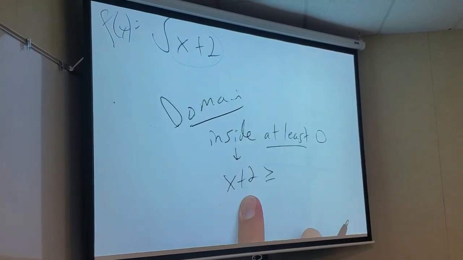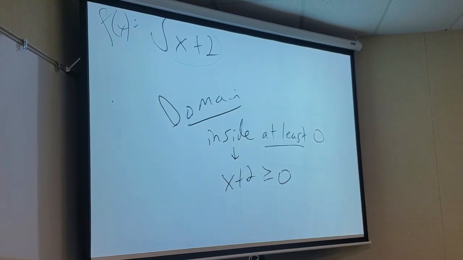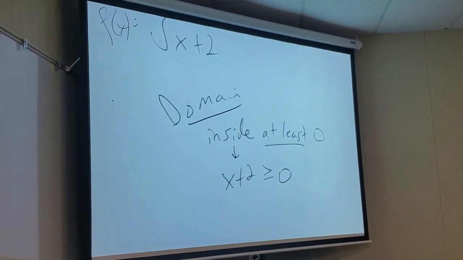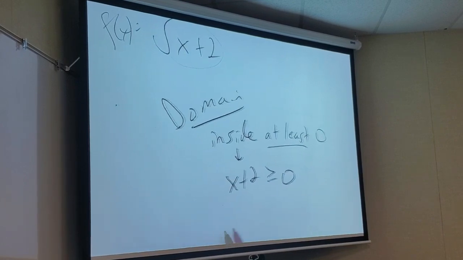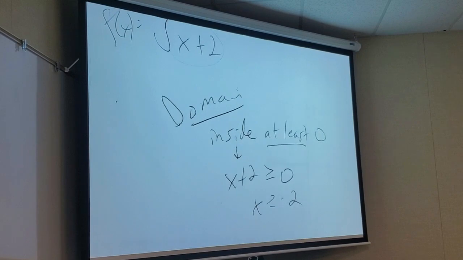Inside is x plus 2, at least, greater than or equal to 0. And then you solve that, and that's the domain. It's almost too silly to believe. I ask you what's the domain of this function. If you can say in English either what needs to happen or what can't happen, then you get this: x has got to be at least negative 2.